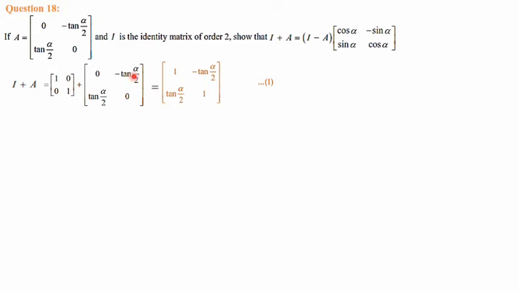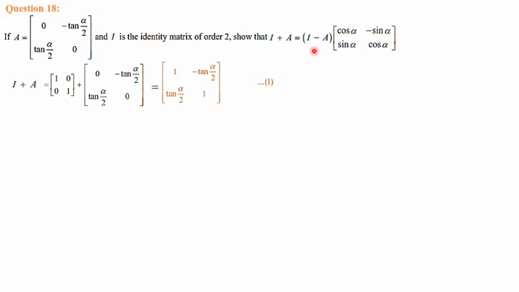0 plus minus tan alpha by 2, that is minus tan alpha by 2. 0 plus tan alpha by 2, that is tan alpha by 2. 1 plus 0, that is 1. Label it as equation number 1. The left hand side is very simple and we have calculated it. Then we have to go for the right hand part.